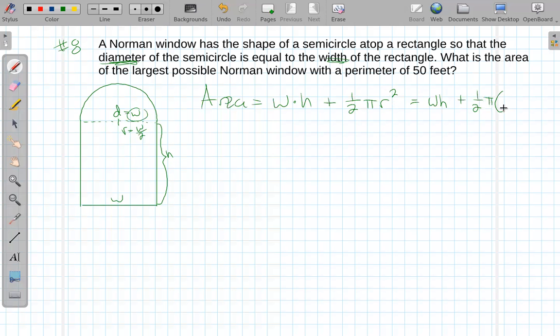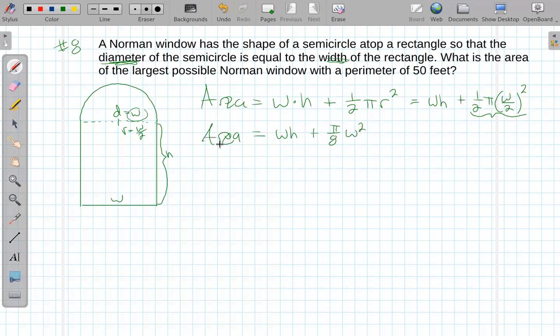And anytime we do a substitution, use parentheses to be safe. We get a W over 2 there. All right, so cleaning that up, what do we get? We still have WH out front. And then we have 1/2, we have a 2 squared on the bottom, 4 times 2 is 8. So we get pi over 8 W squared when we clean up this here. So that's my formula for the area.